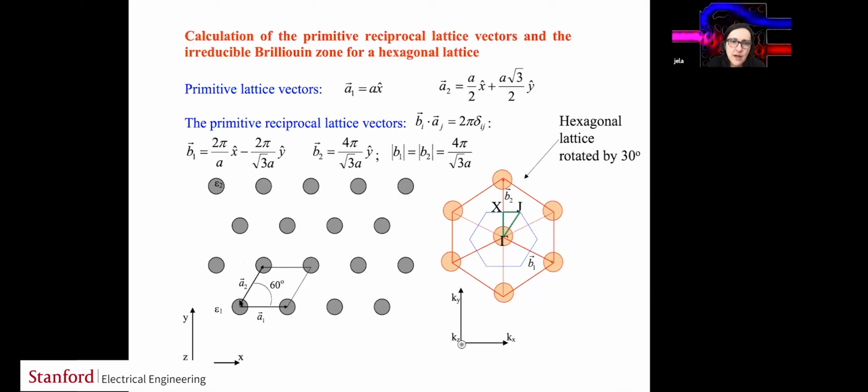So B1 goes here, B2 goes here, or here is another picture zooming in on them. Both of them have the same length, which is 4 pi over root 3 a, right? So of course it's inversely proportional to length, except that one goes along this direction, which is orthogonal to A2, and the other one goes along the y or ky direction, okay? So if you look at them, the angle between B1 and B2 is 120 degrees, and they have the same length, which means that they also form this parallelogram or rhombus, right? Which has the length of 4 pi over root 3 a. And the reciprocal lattice is the lattice defined by these two reciprocal lattice vectors.